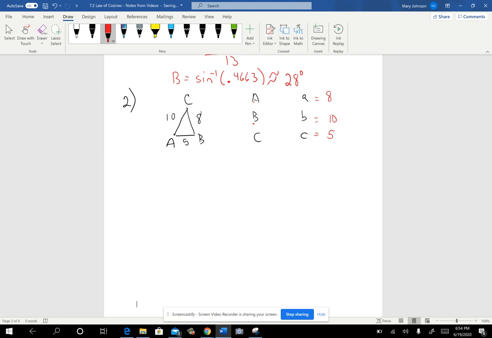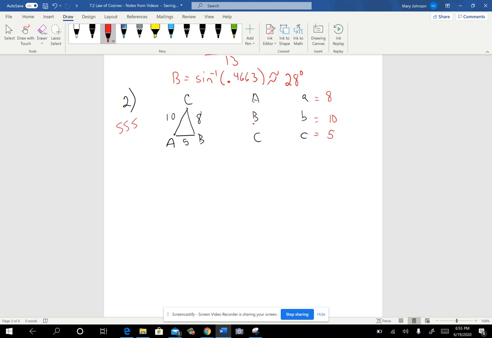All right, in a triangle like this, where you're given all the sides, that's considered a side-side-side triangle. So there's no way law of sines is going to work. So we're going to jump in, and we're going to use the law of cosines. Okay, now what you want to do on this is you want to get the biggest angle figured out first using the law of cosines, okay?